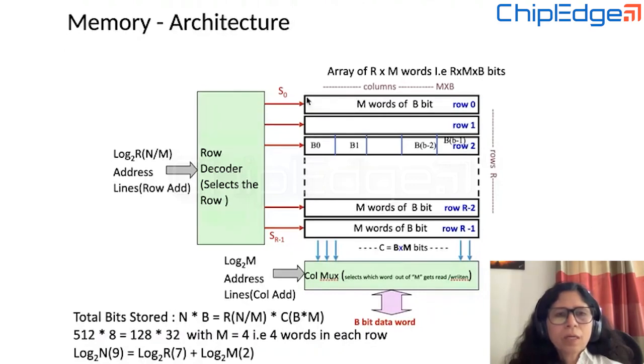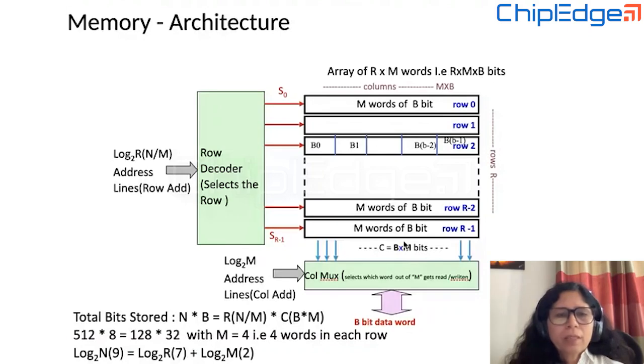Total number of bits stored was supposed to be 512 into 8, because there were 512 words of 8 bits each. But what we converted it into is 128 rows, and each row has 4 words, and every word has 8 bits. So it becomes 32 bits in one row. We have 128 rows, and each row has 32 bits. So total storage capacity remains the same, but now the memory is squarish, easy to work with in a SoC.